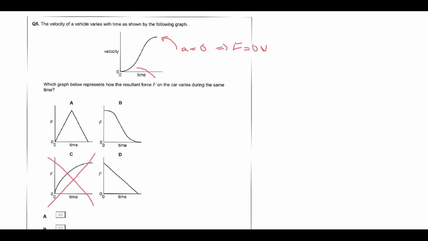If we look in here, we can see the gradient is increasing, which means the acceleration is increasing, which means that the resultant force must be increasing to start with. So we can get rid of this one and this one, because they both show decreasing force initially, which leaves us with A as the correct answer. So let's just double check that. So towards the end, we can see the gradient is decreasing, so acceleration is decreasing, so force is decreasing towards 0, so that matches with the graph as well.